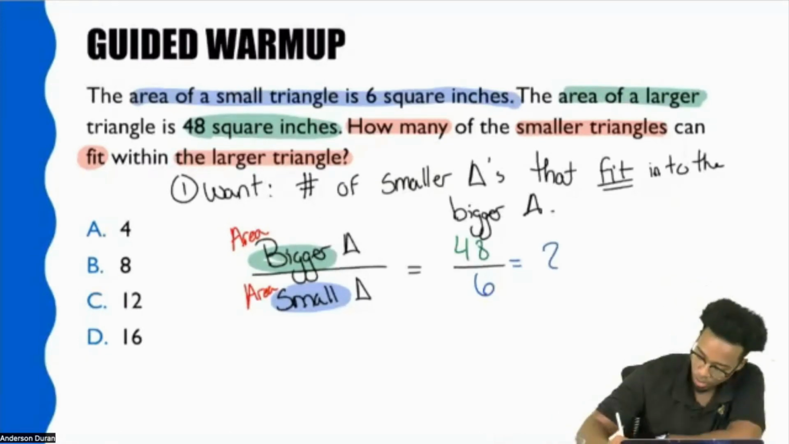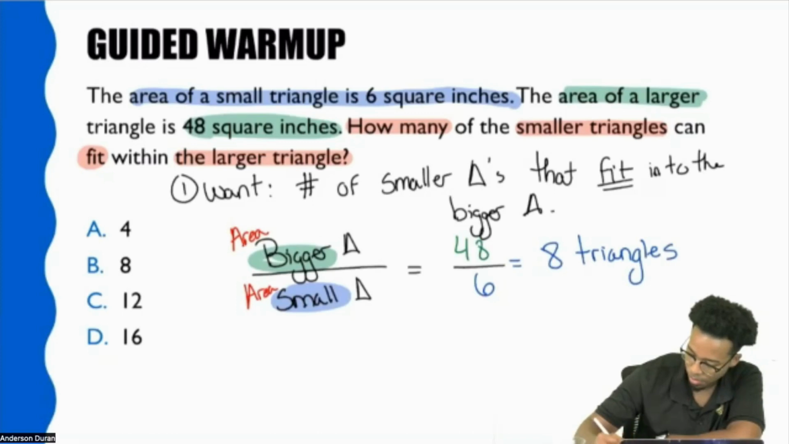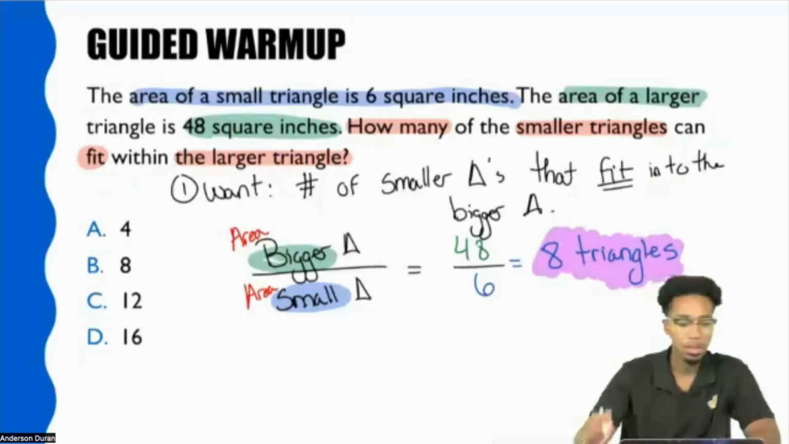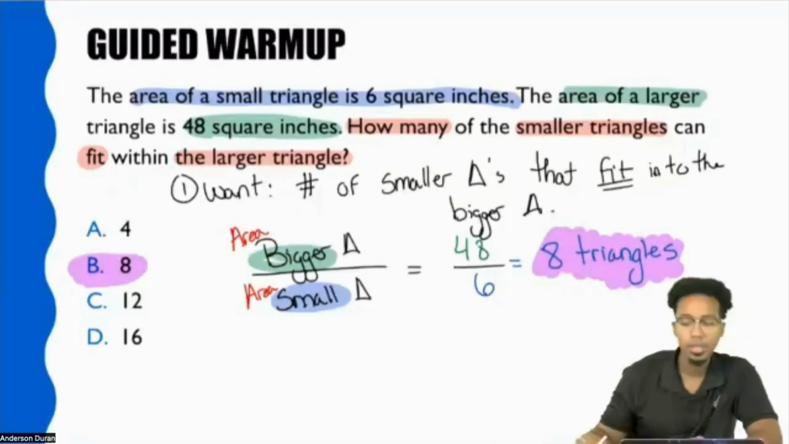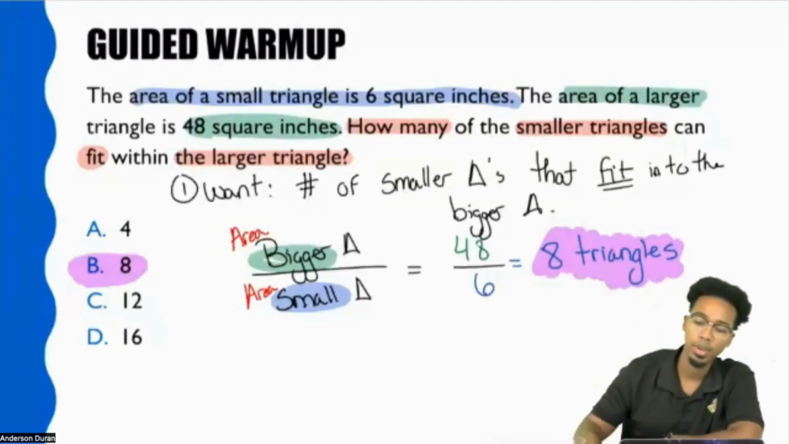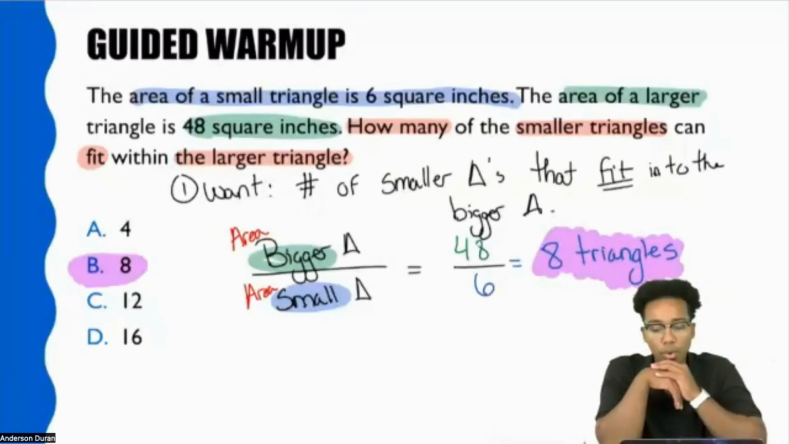Eight triangles, exactly. Right there, 8 triangles. And that'll be the answer, B. Now, I want to make a very important point.